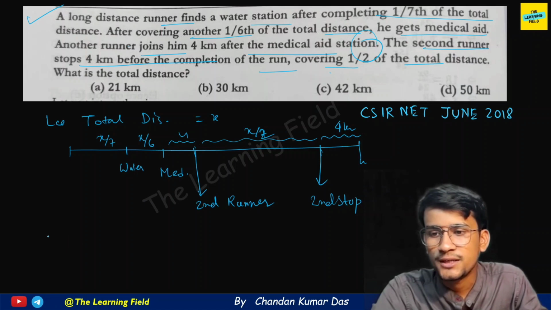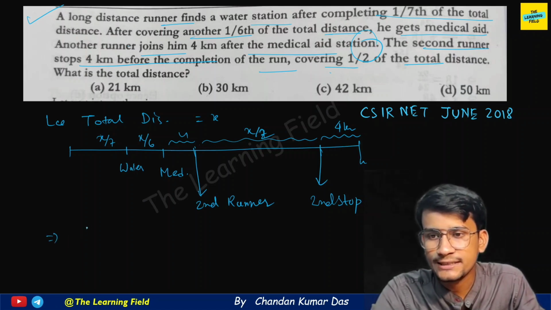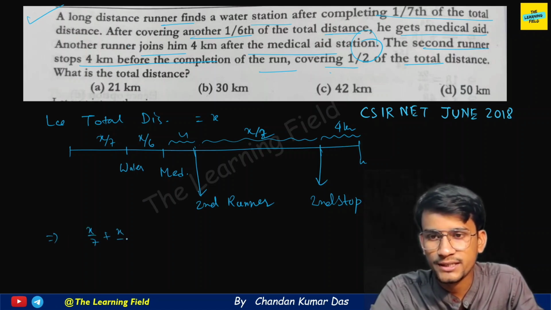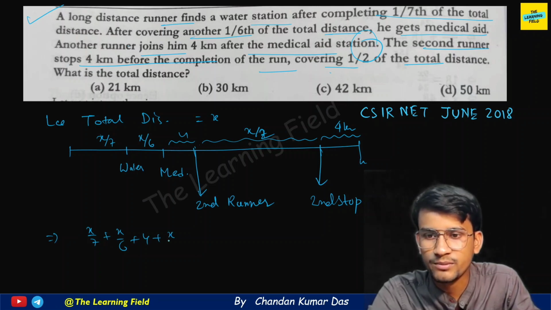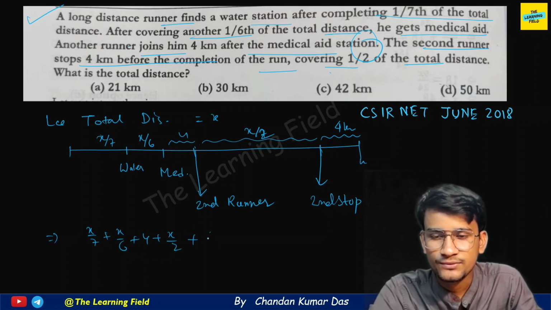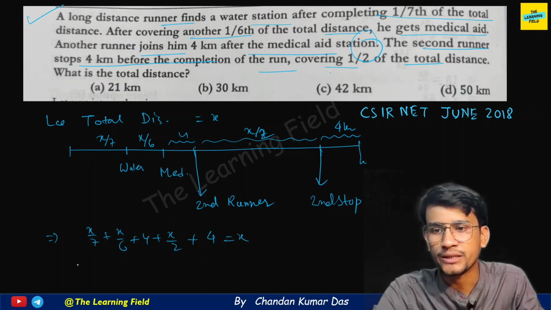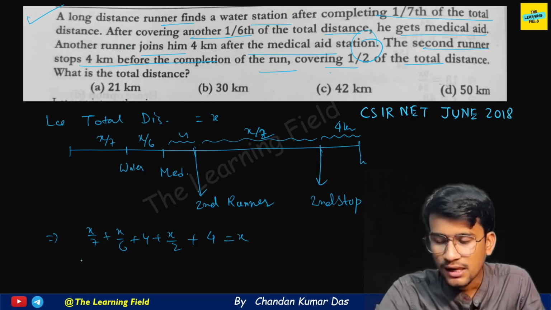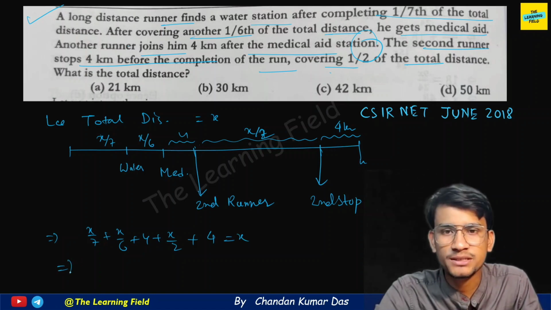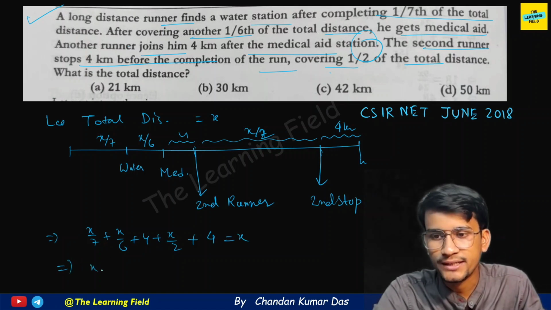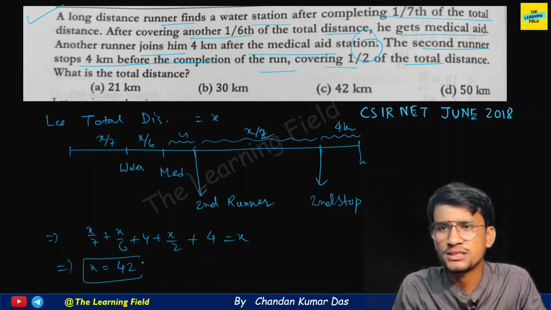So the equation is x by 7 plus x by 6 plus 4 plus x by 2 plus 4 is equal to the total x. This is the equation, and if we solve this, we will get the answer. You can just calculate x equals 42. So this is the answer.